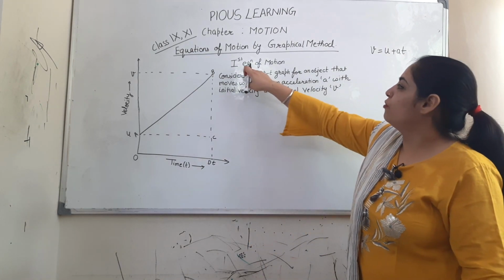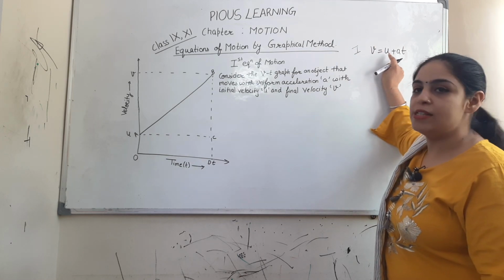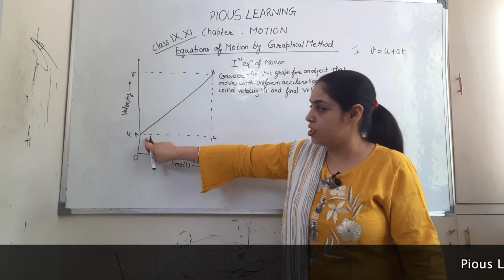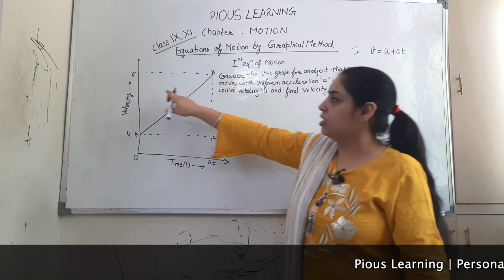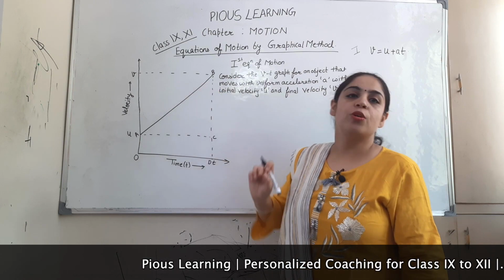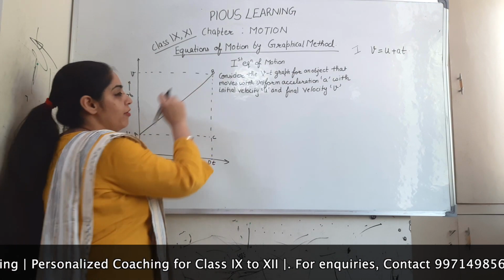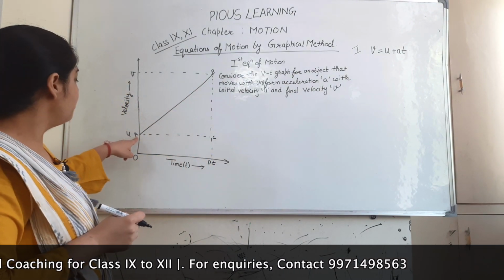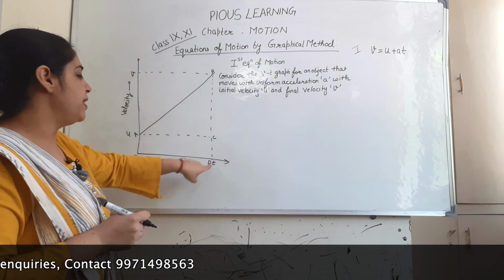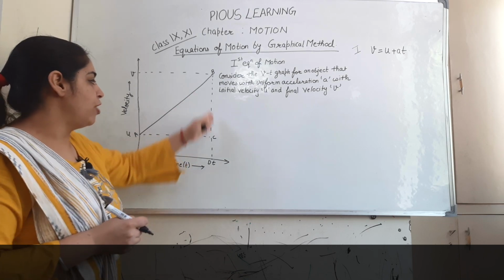So let's start with the first equation of motion. I have written the first equation over here: v equals u plus at. Let's consider the graph of a body having initial velocity u and final velocity v marked on the velocity axis, and it takes time t to reach the point v. The time taken is t from u to v. Now, I mark the points as A for u and B for v. C and D are the points to draw the perpendiculars on the time axis and on this line.